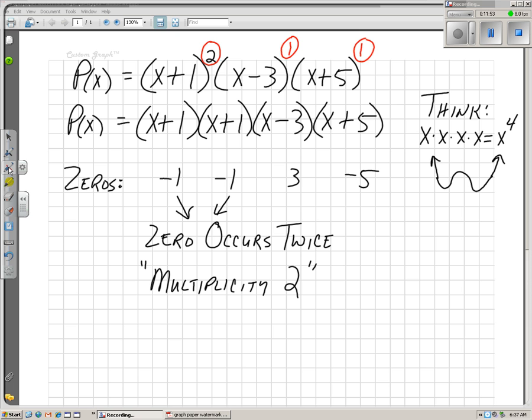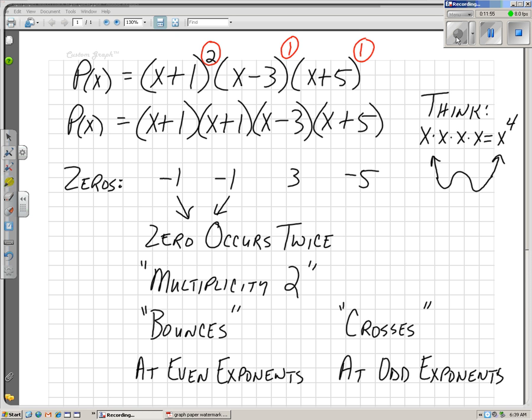If you see an even exponent like 2, 4, 6, that graph is going to bounce. I'll show you that on the graph in a minute. And if it's an odd exponent, it's going to cross. So it's going to bounce at -1, but it's going to cross at 3 and -5. Cross what? It's going to cross the x-axis. It's going to go all the way across the x-axis, whereas at -1, it's just going to touch the x-axis and bounce back up. All right, so here's our zeros of -5, -1, and +3.